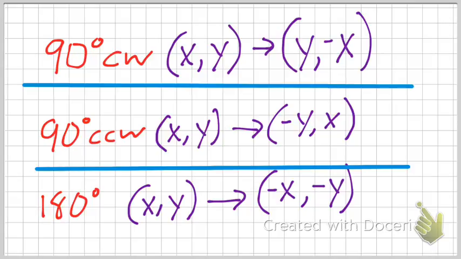Okay? If it's clockwise, the X flips the sign. If it's counterclockwise, the Y flips the sign. Either way, if it's 90 degrees, X and Y are going to swap places. Okay, 180 degrees, X and Y stay in the same place, but they both flip the sign. All right, and I'm going to tell you, they don't give you that on the formula chart. You're going to have to memorize it, and that's a pain.